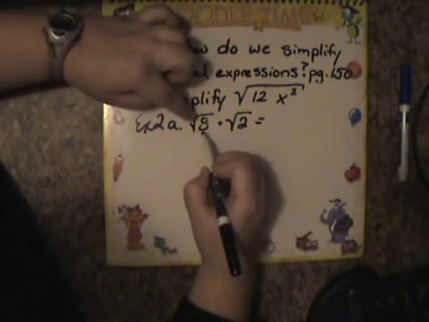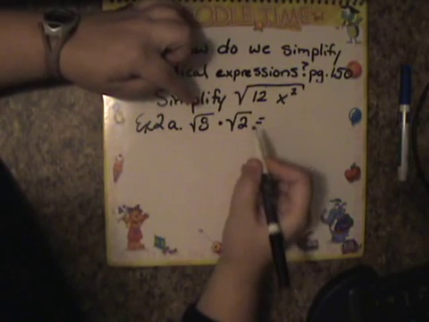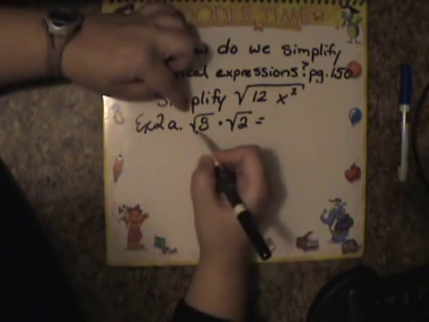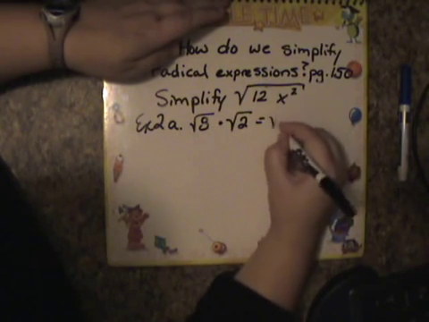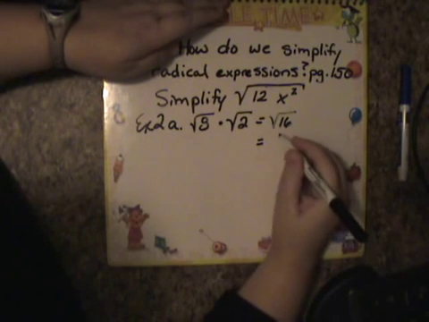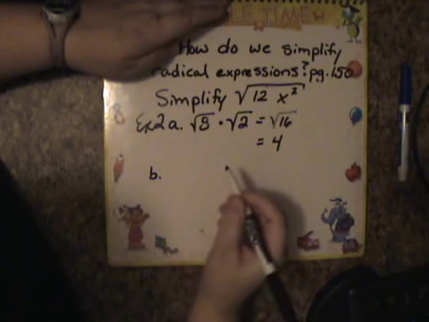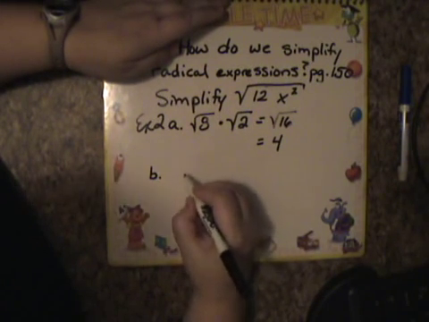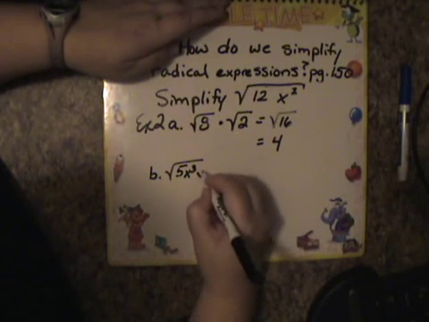When we multiply a radical times a radical, we can use the product property of radicals the other direction. So this means I can say 8 times 2, and I get the square root of 16, which we all know is just going to be 4. So that's A.